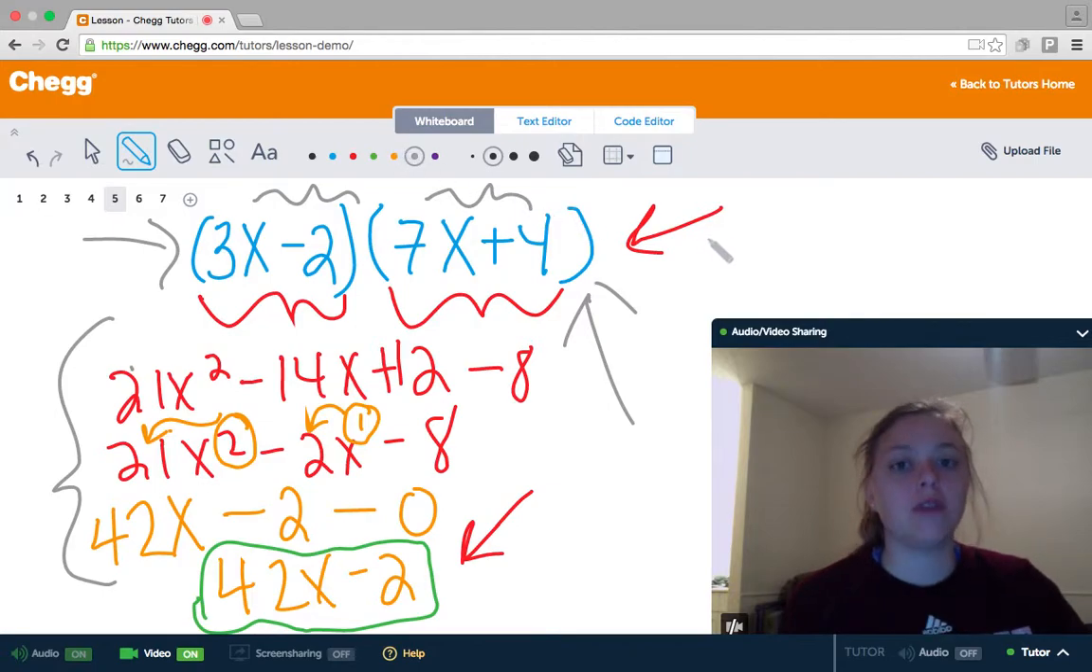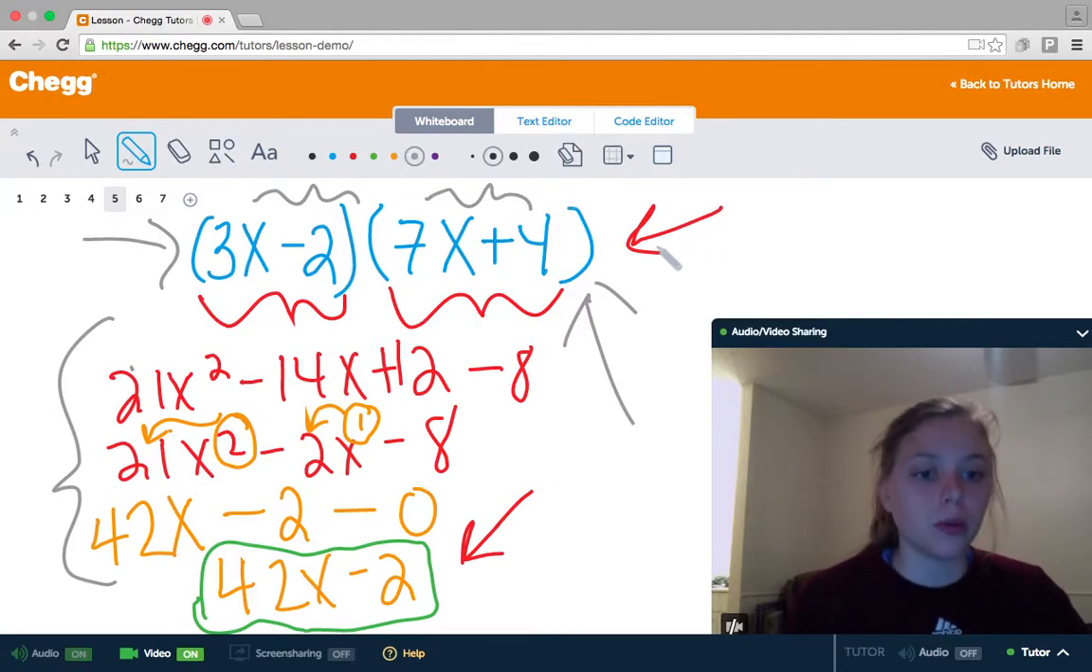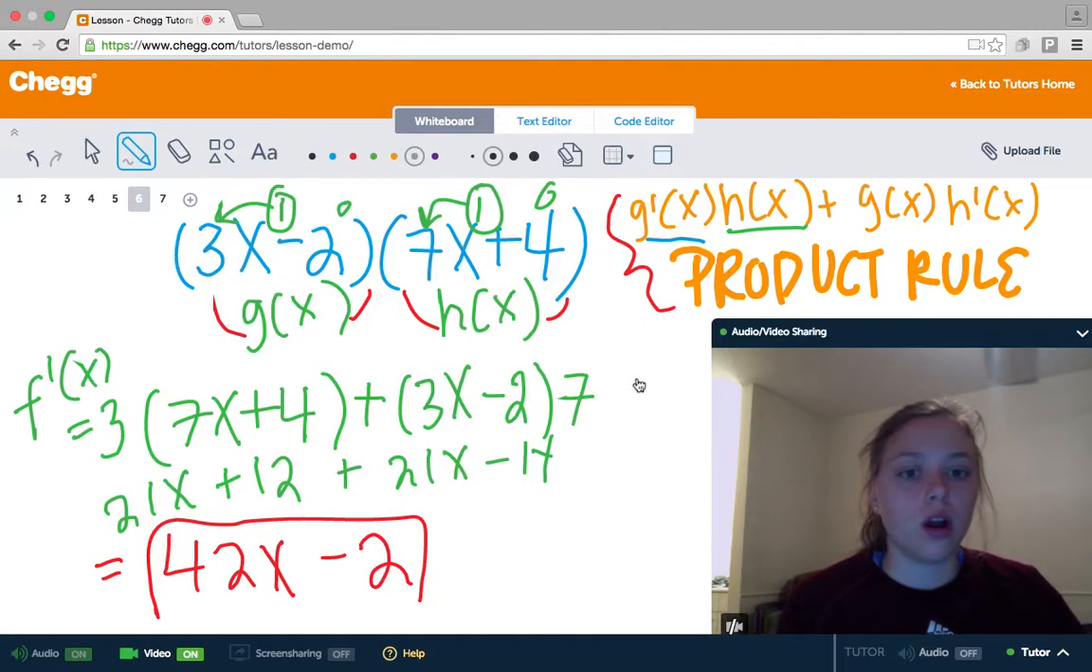So yes, when you have two simple terms like this, you can just multiply them out, make it a simple derivative problem. But when it starts getting a little bit more complex, this is the way to go. So I'm not going to get into it anymore. I don't want to make it more complicated by adding in different rules. So we're just going to stick to the product rule.